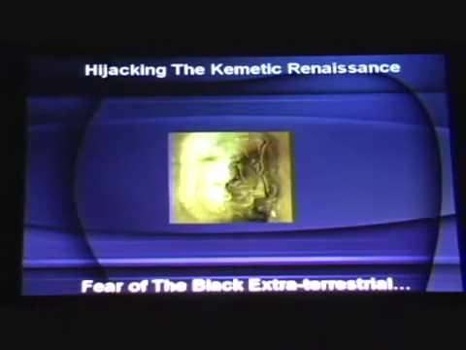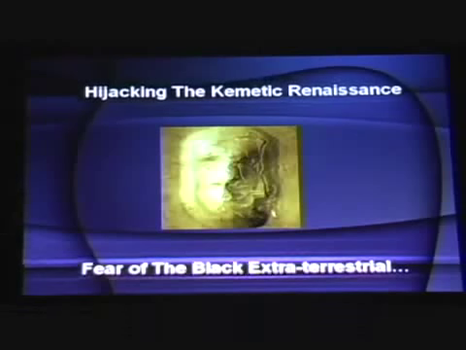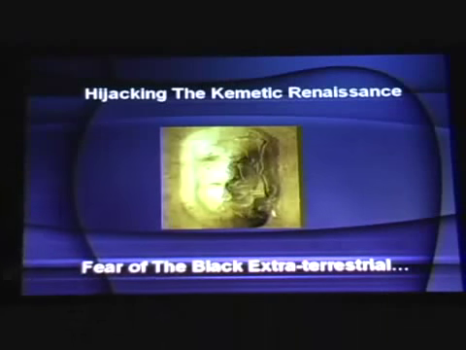Keep going. And why am I saying this? Keep going. It's a hijacking of the Kemetic Renaissance, fear of a black extraterrestrial. Go ahead.